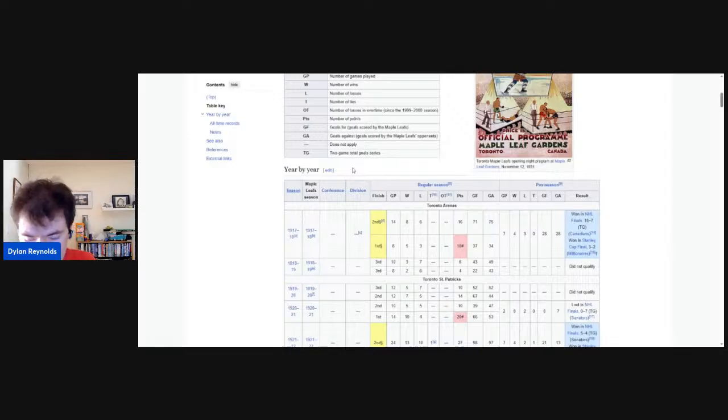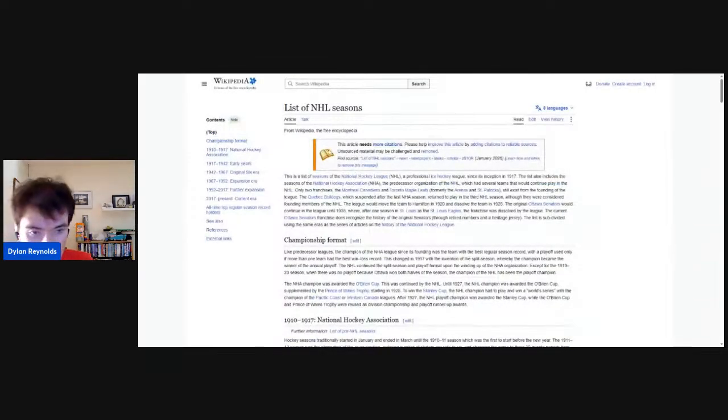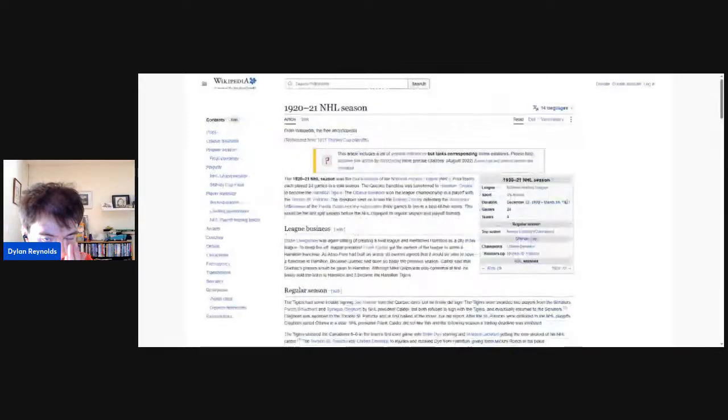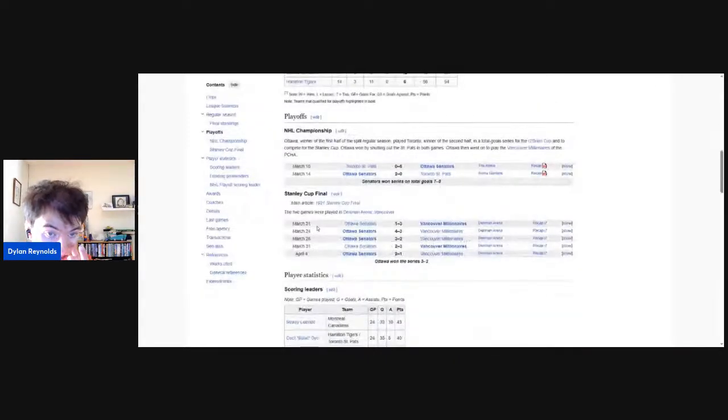For the year 1921, the Senators beat Toronto in two games, and then they beat Vancouver, the Vancouver Millionaires, to win the Stanley Cup.